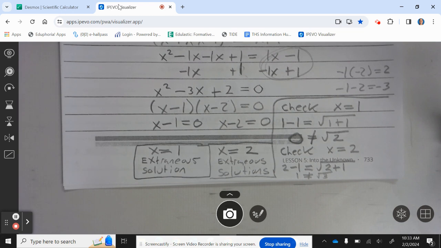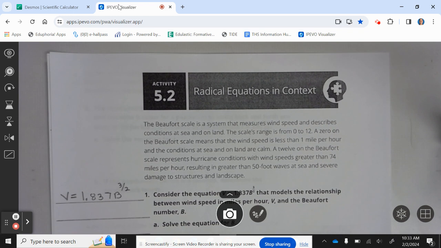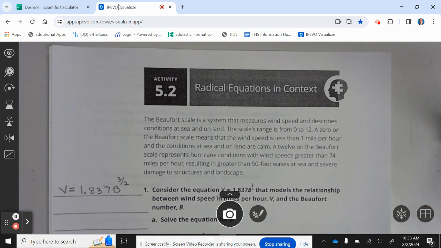All right, let's take a look at the next page. All right, activity 5.2, radical equations in context. The Beaufort scale is a system that measures wind speed and describes conditions at sea and on land. The scale's range is from 0 to 12. A 0 on the Beaufort scale means that the wind speed is less than 1 mile per hour, and the conditions at sea and on the land are calm. A 12 on the Beaufort scale represents hurricane conditions with wind speeds greater than 74 miles per hour, resulting in greater than 50-foot waves at sea and severe damage to structure and landscape.